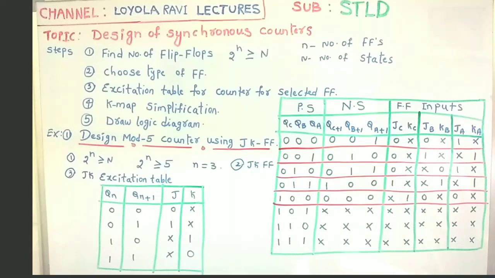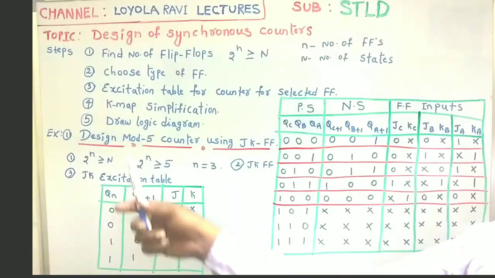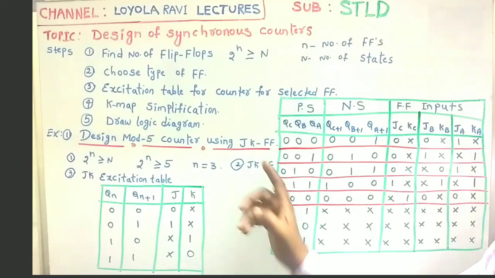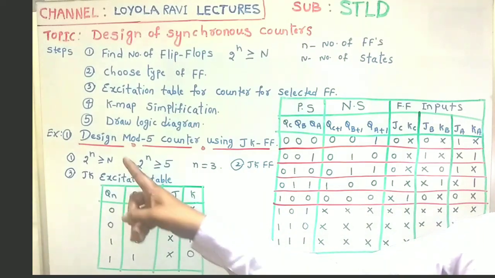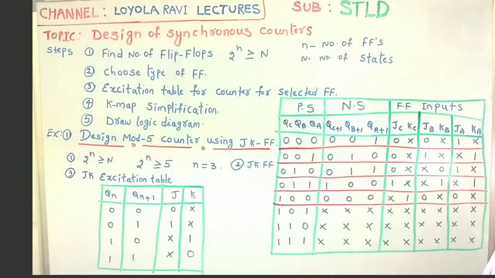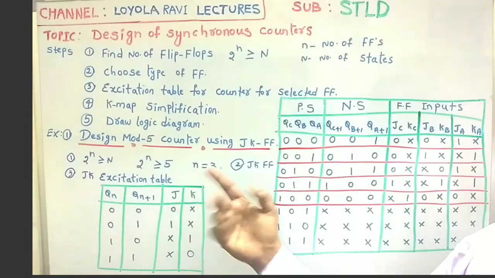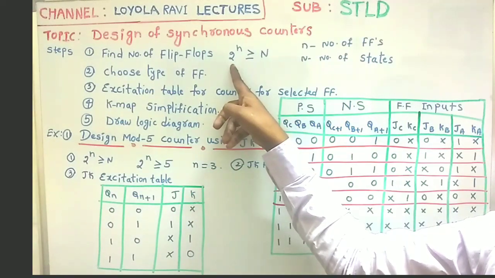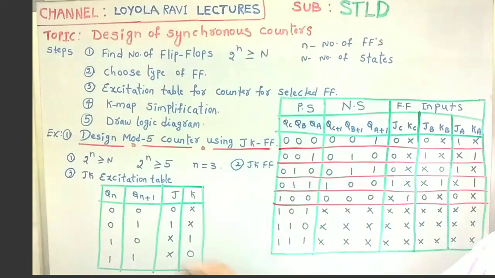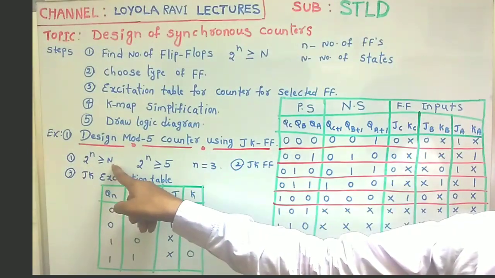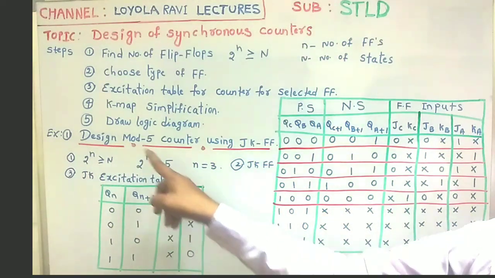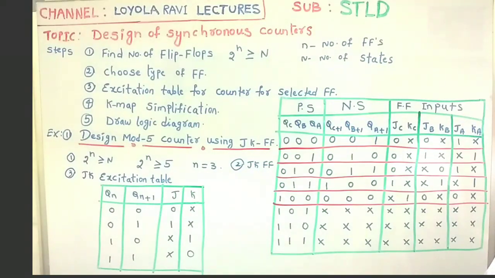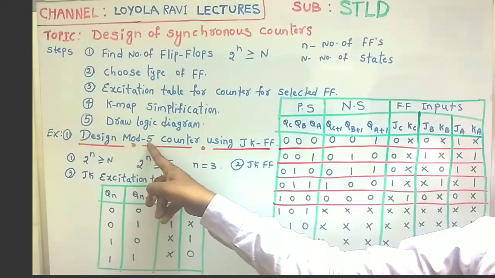So let us see the first example: design of a mod 5 counter using JK flip-flop. Let us find the number of flip-flops. What is the formula? 2^n is greater than or equal to N. So 2^n is greater than or equal to mod 5. These are the number of states.